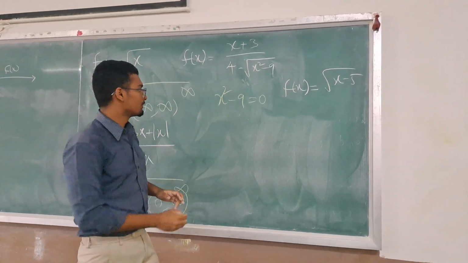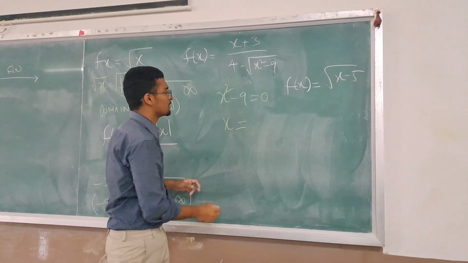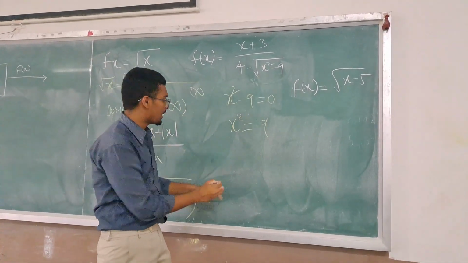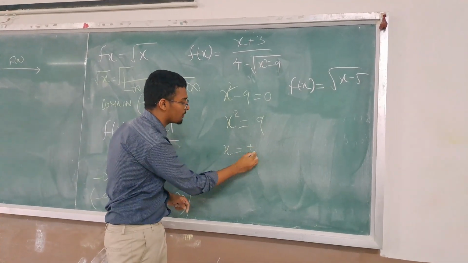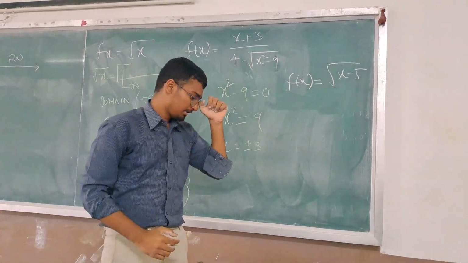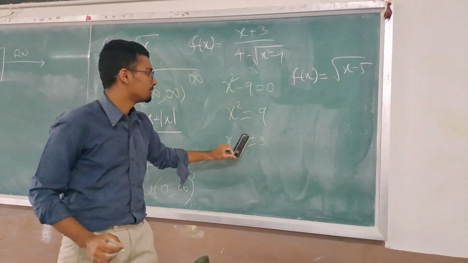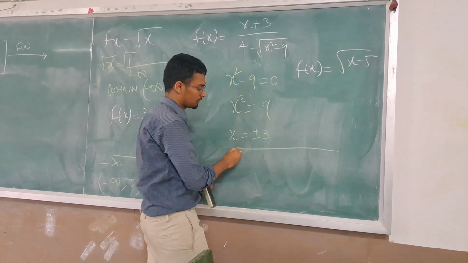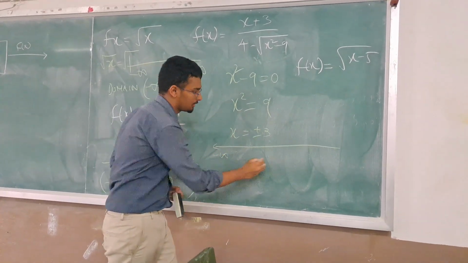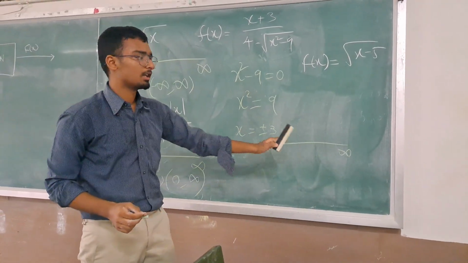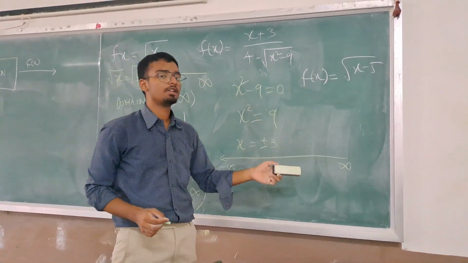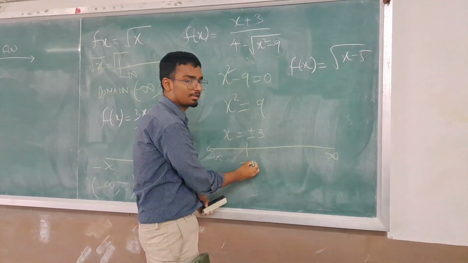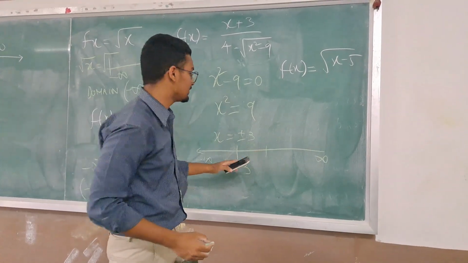Calculating the value of x, bring the 9 to the other side: x square equals 9, so x will be plus or minus 3. These both terms, plus 3 and minus 3, will not be included in the interval between minus infinity and infinity. I will tell you why they are not included in this interval.